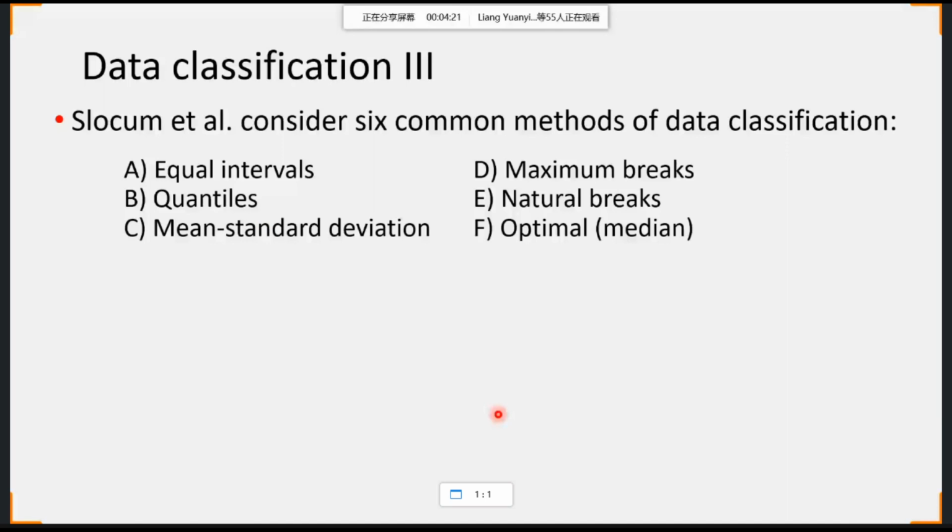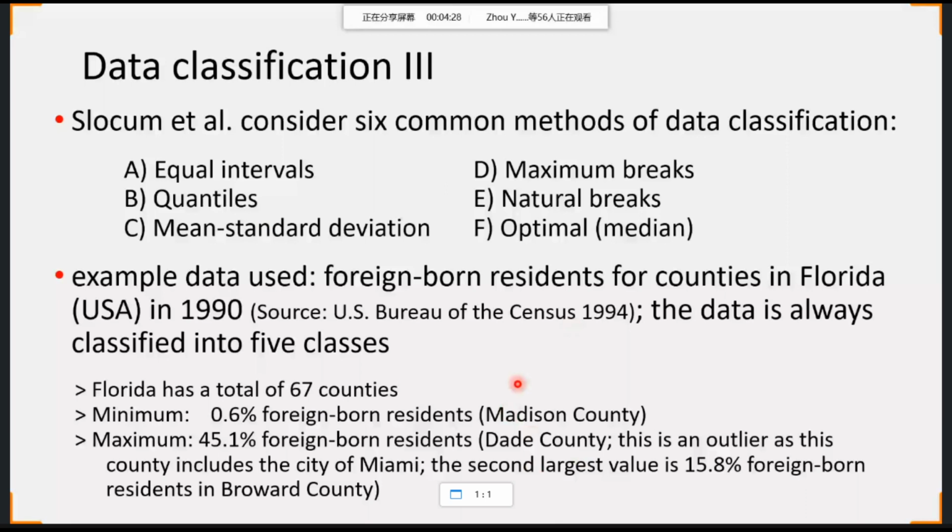And the first one is the equal intervals method. All the methods use the same data here. So it's about the foreign-born residents for counties in Florida, in the United States, in 1990. And we always classify this data into 5 classes.